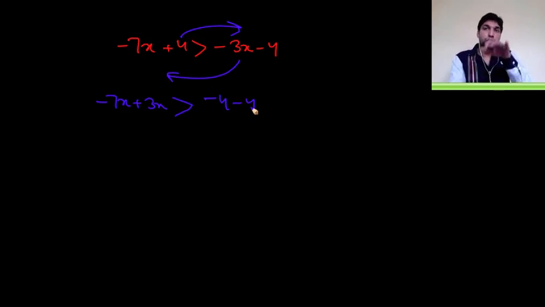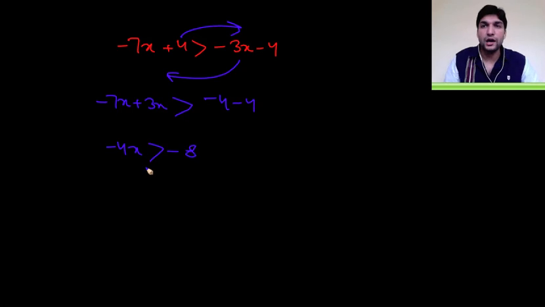But here, when you are switching the sides, like when you are changing LHS to RHS completely, at that time you should switch the inequality sign as well. Now do the basic arithmetic here. So this will be minus 4x greater than minus 8. Now you have to divide by a negative number, and at that time you have to change your inequality sign.